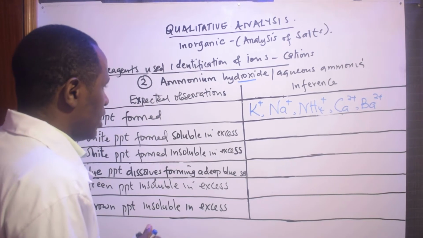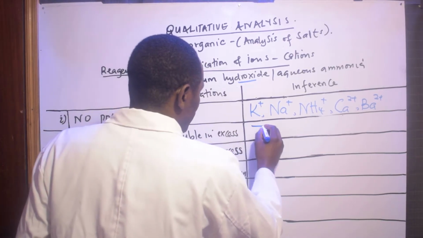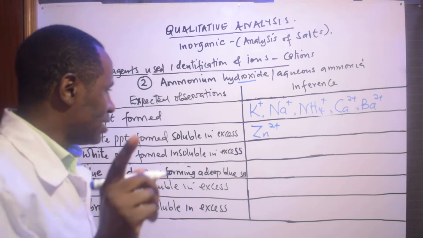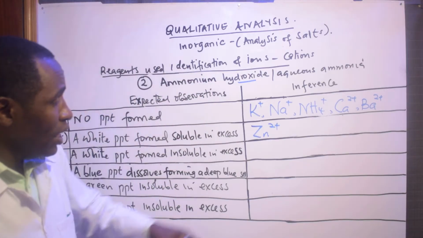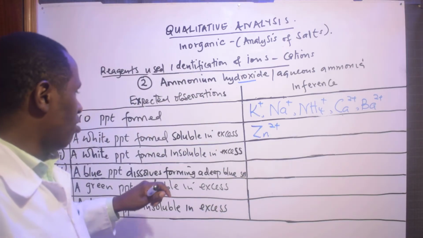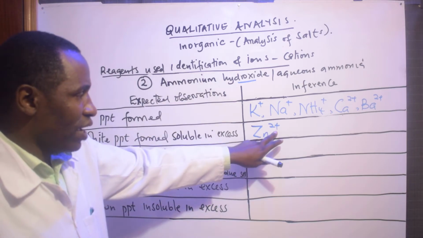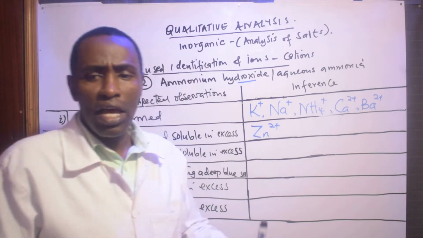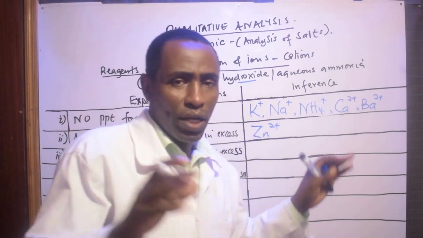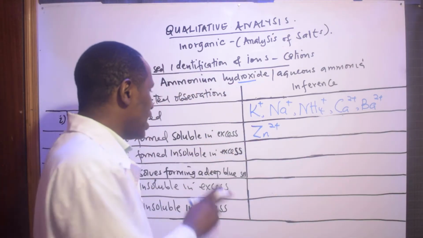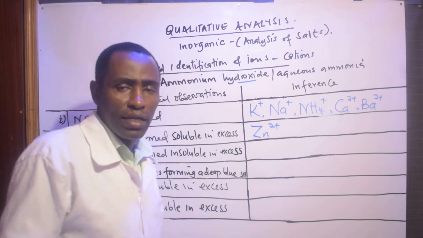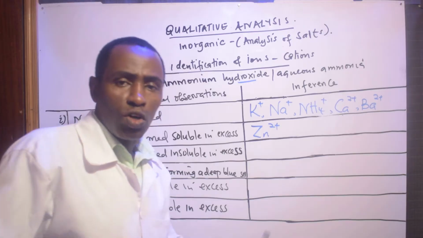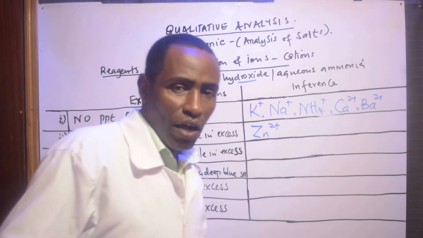So in this particular case, we are going to have the zinc ions. Kindly note that this property of ammonia forming a complex ion with zinc ions makes the test for zinc ions very simple. When I want to test for zinc ions, I can go for ammonium hydroxide. I put it in dropwise, still in excess. If a white precipitate is formed, soluble in excess, that confirms it's zinc ions.